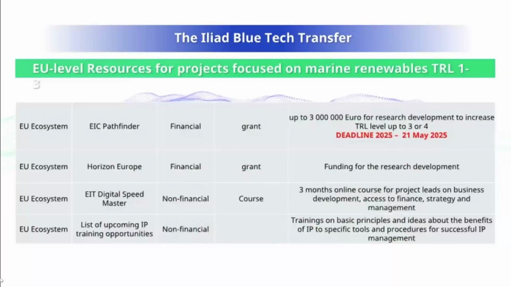For projects in the earliest stages of technological readiness, funding is available through the European Innovation Council's Pathfinder program. Up to €3 million is available to take projects to technology readiness level 4, where the technology is validated in the lab. This year the deadline for applications is 21 May. The next cutoff date will be in a year. Another EU opportunity is the iDigital Speed Master Course for project leads on business development, access to finance, strategy and management.